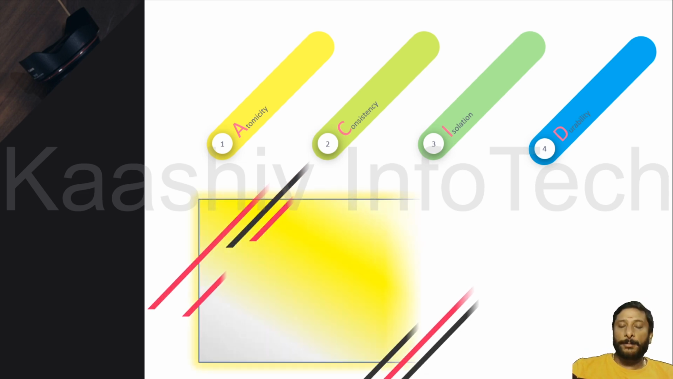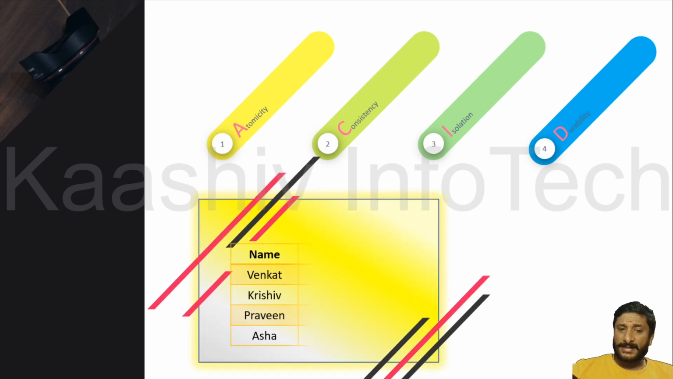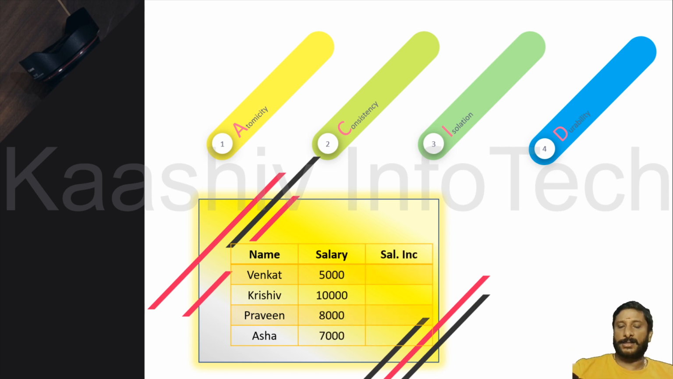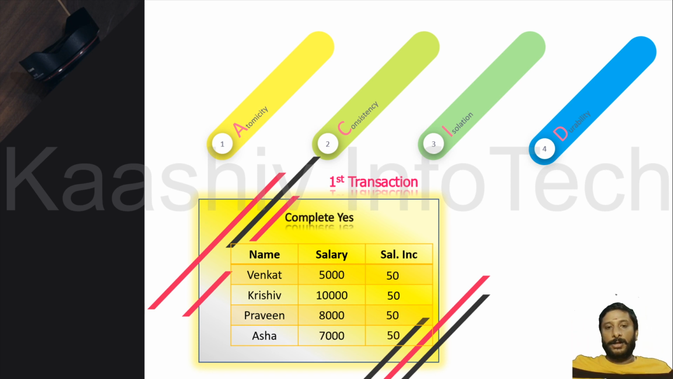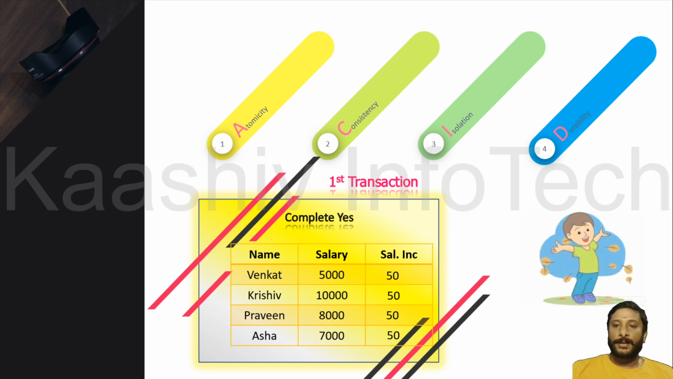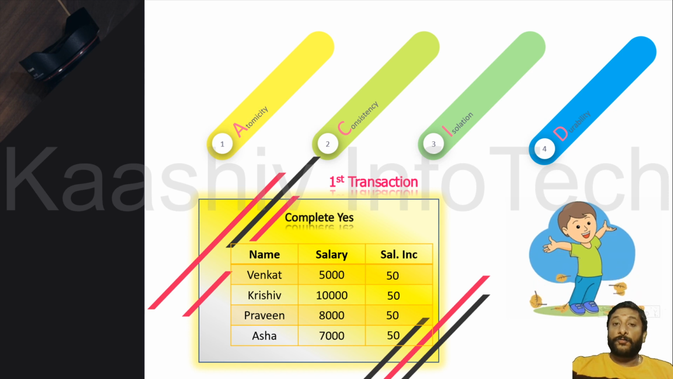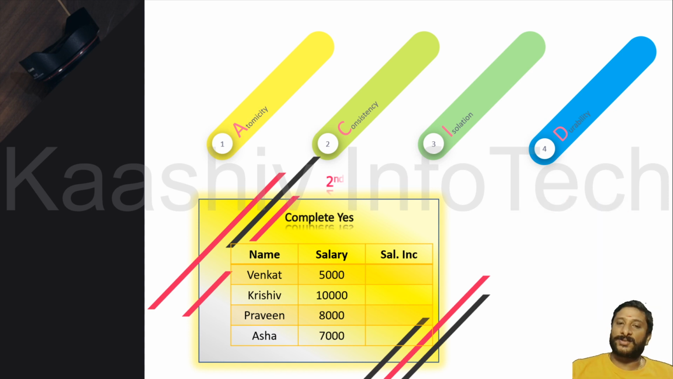The first one is atomicity. Considering I have the data here: Venkat, Krishu, Praveen, Asha. I have four employees with a salary, and there is a salary increment. I'm planning a first transaction. I'm going to give a 50 rupees increment to all the employees. That's good. Given 50 rupees to all employees, complete, yes. So the transaction is completed. Finishing the entire process is called a transaction.